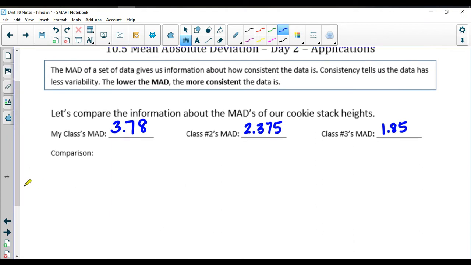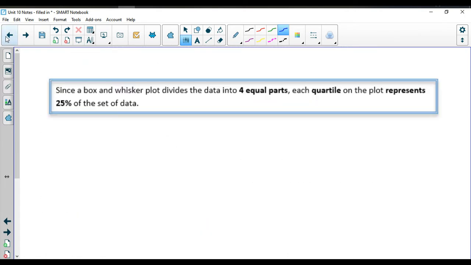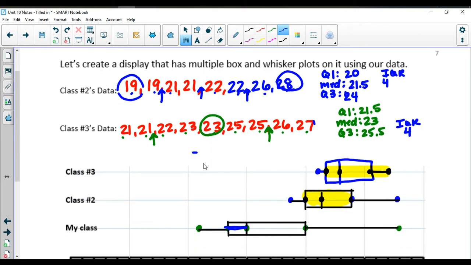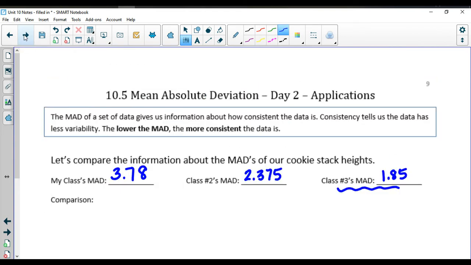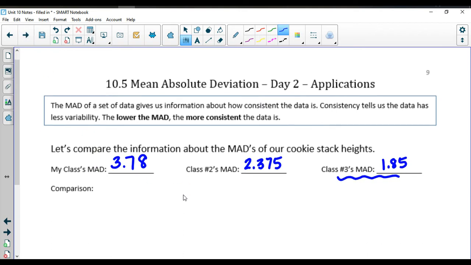And if you kind of remember back a couple lessons ago when we talked about box and whisker plots, class number 3's box and whisker plot was a lot smaller. So I'll actually flip back to that real quick here. So these are our data sets that we're using in these video lessons. This is our class right here, and then when we look at class 2 and then class 3, you can notice that our box and whisker plot was the largest, followed by class 2, and then followed by class 3. So it does make sense that since our box and whisker plots got smaller as we went up in classes, we would expect our MADs to actually go lower.